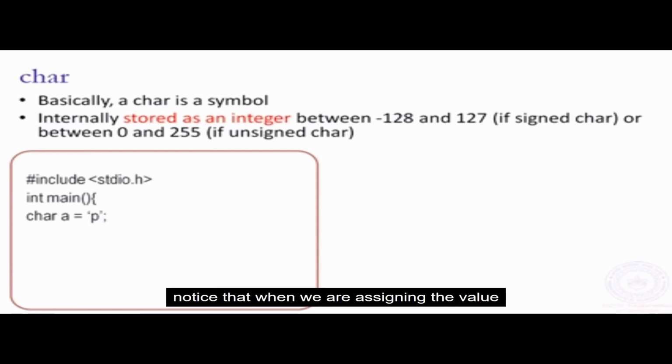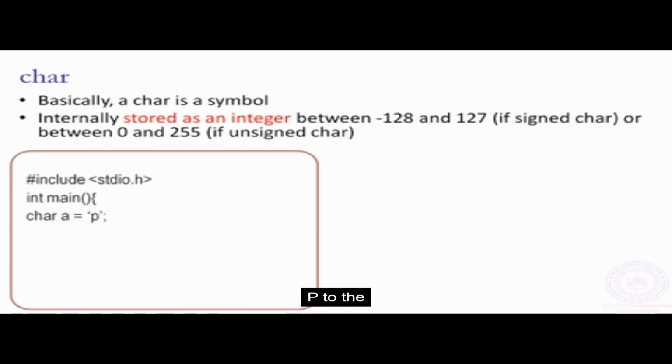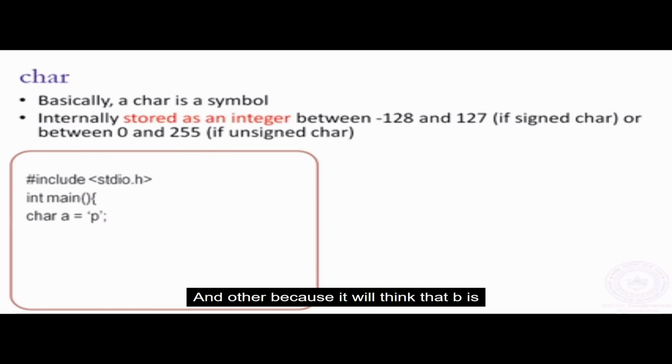Notice that when we are assigning the value P to the char box A, we are enclosing it in a single quote. If you don't do that, then the compiler will not understand and it will throw an error because it will think that P is supposed to be some variable that you have forgotten to declare.